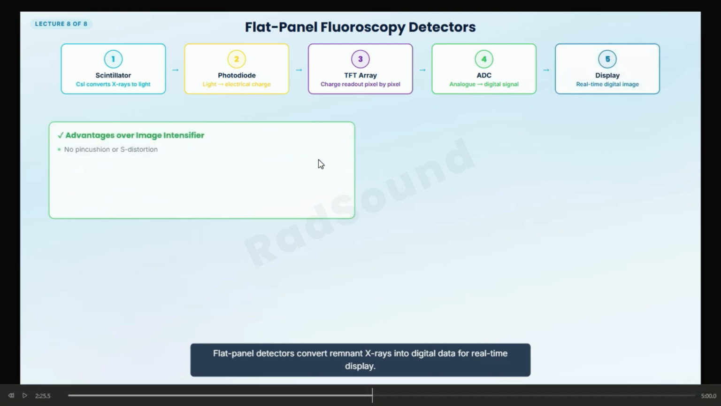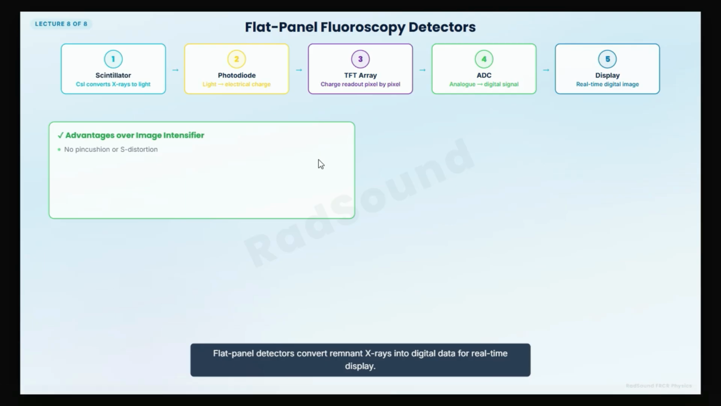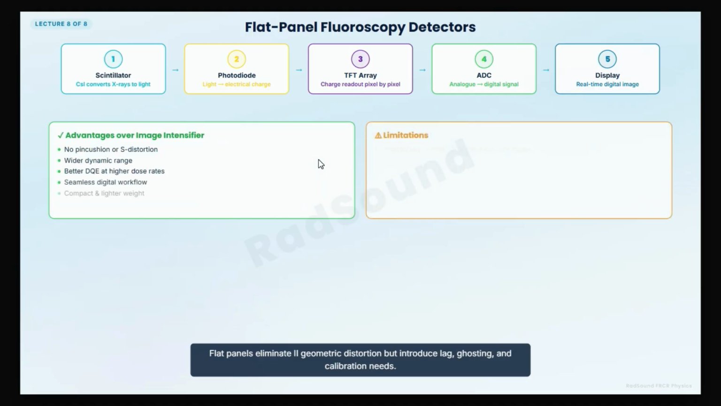What are the main advantages of flat panel detectors over the image intensifier? So all the distortion types are gone: no pincushion, no S distortion. Wider dynamic range, better DQE, even at higher dose rate, and it simplifies digital workflow. It is compact and lighter weight. No vacuum tube degeneration, no veiling glare, nothing.